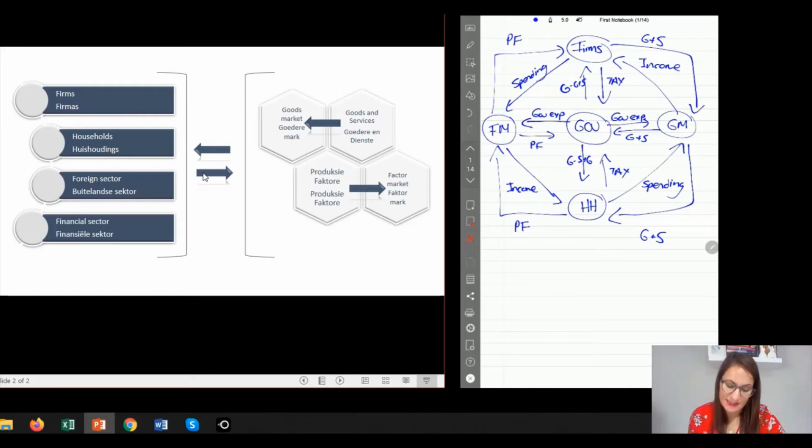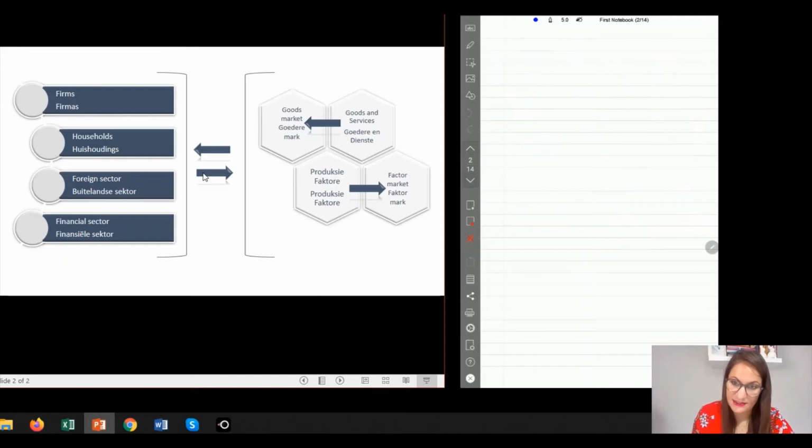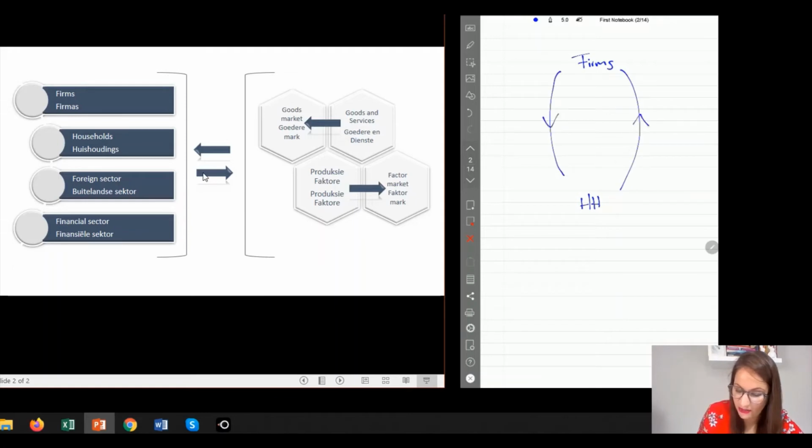But let's see what it looks like if we add the foreign sector. So again, you have your firms and your households. And there's this relationship constantly going on, spending or expenditure and income between the two role players.